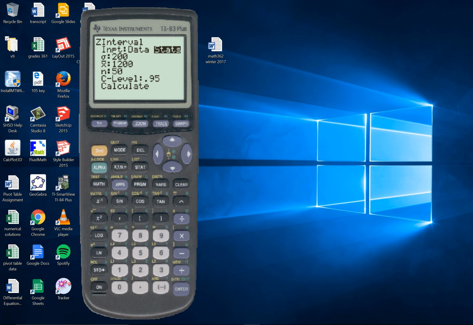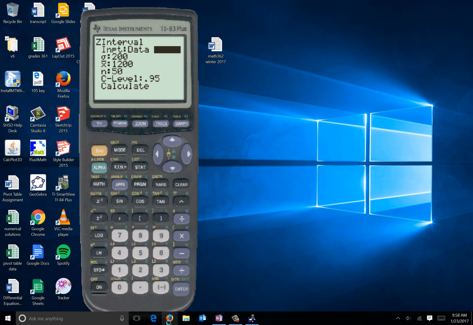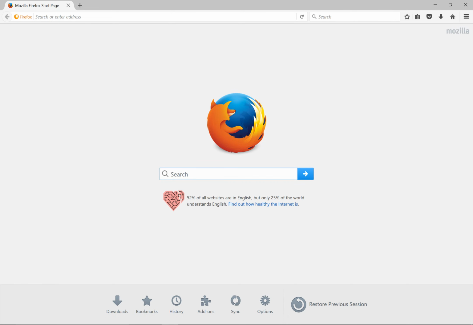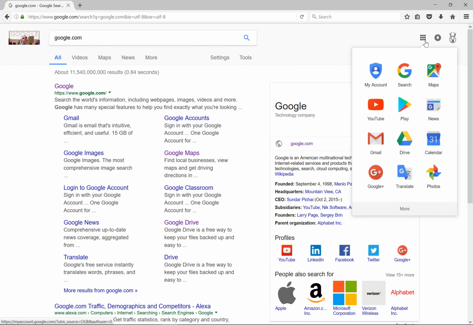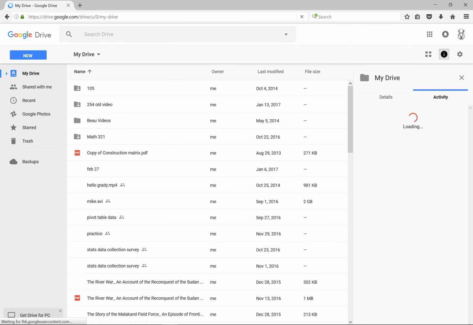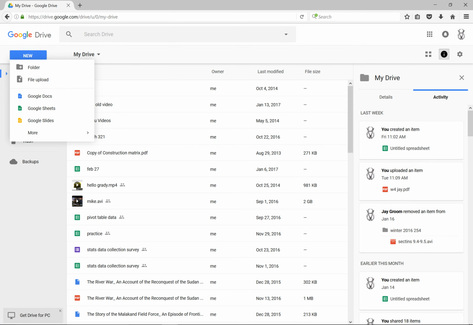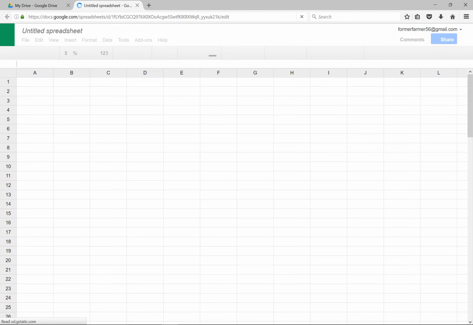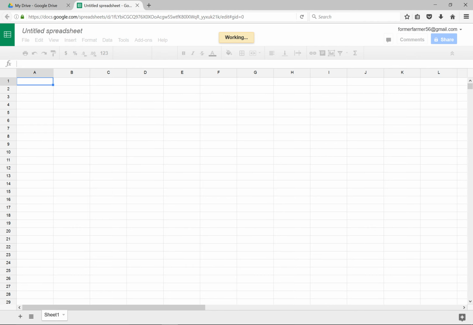What about my Google Sheets? Shh. Google Sheets. Check this out. This is kind of a cool deal on Google Sheets. There it is. New Sheets. There we go. All right. Focus on this. This is big.